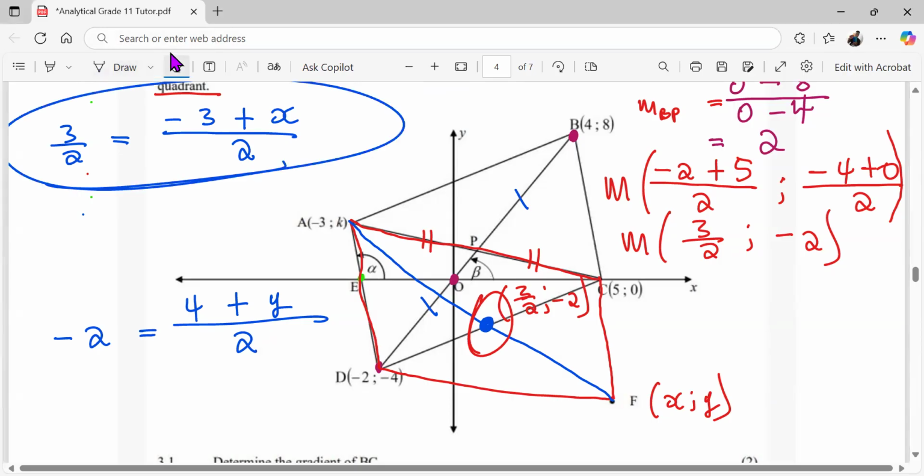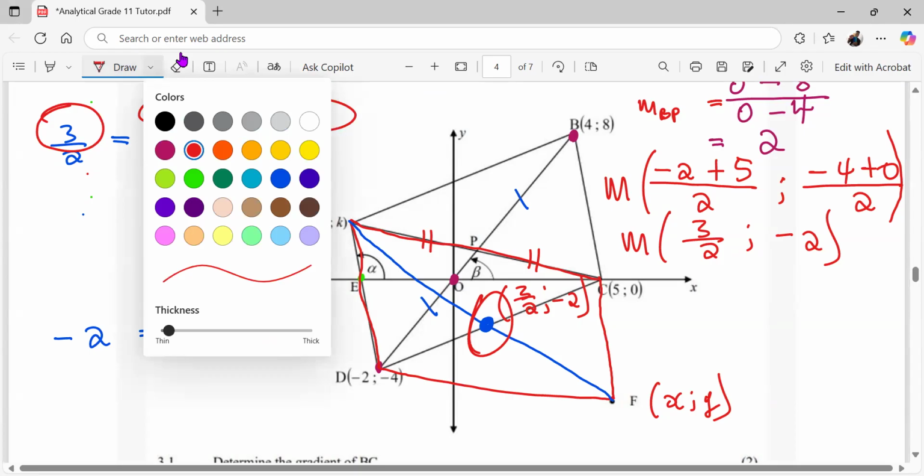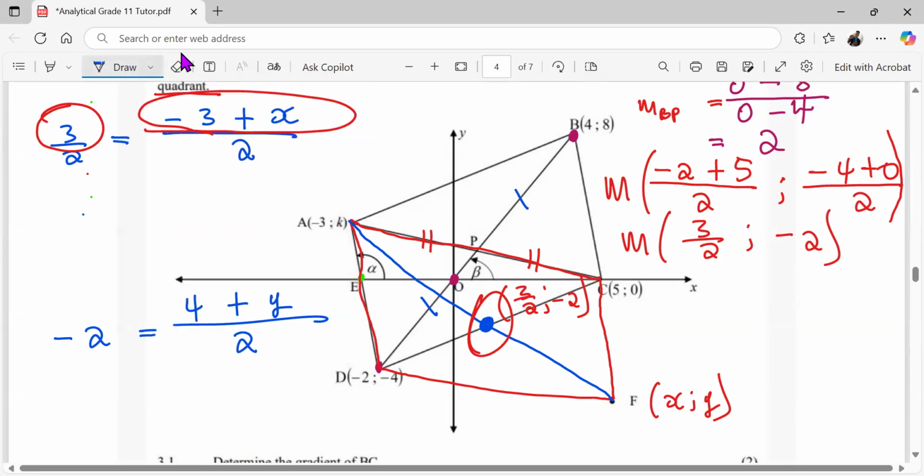So if we consider this equation, we can see that the denominators are the same, right? In the laws of exponents, we know that if the bases are the same, we equate the exponents. But in the cases of equations involving fractions, if the denominators are the same, then we equate the numerators. It works all the time. You don't need to cross multiply or do anything. So you say 3 is equal to negative 3 plus x, which means that the value of x will just be 6.